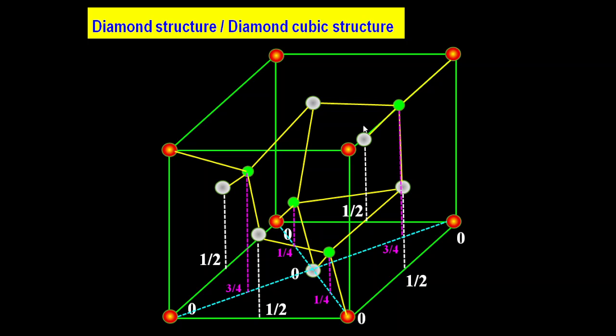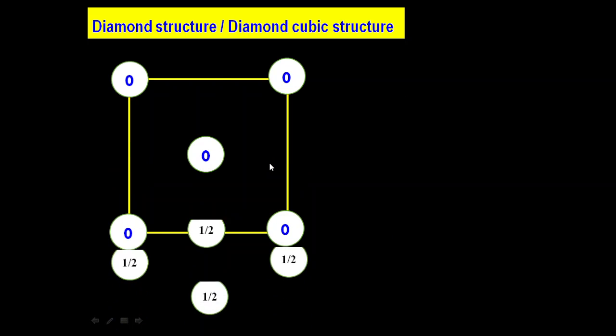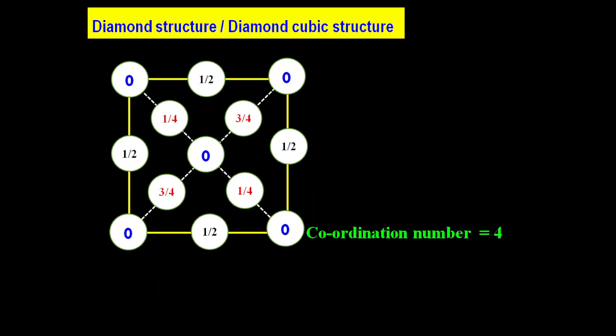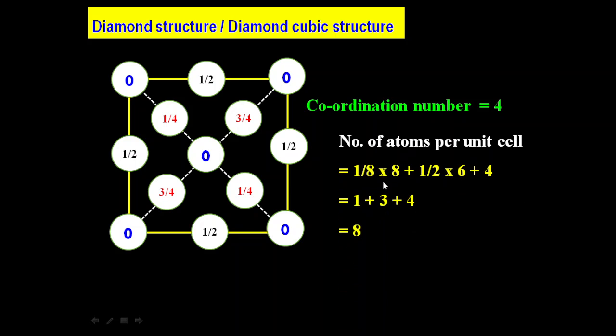But the contribution of a corner atom is 1 by 8, the contribution of a face-centered atom is half, and the 4 atoms inside the unit cell give full contribution. So the number of atoms per unit cell will be calculated as: 8 corner atoms, each atom has contribution 1 by 8, so 1 by 8 into 8, plus 6 face-centered atoms, each atom having contribution 1 by 2.